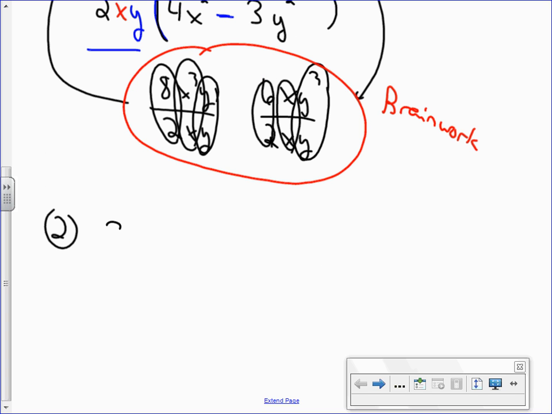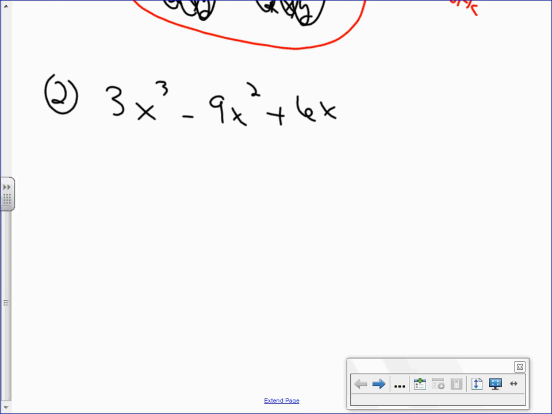Okay? If there are more than 2 terms, then your greatest common factor has to be a factor for every single term. So this time I need a number that divides into 3, 9, and 6, and that's going to be 3. My next factor involves x's. There's an x cubed, an x squared, and an x. You pick the one with the smallest exponent. So my GCF, my greatest common factor, is 3x.